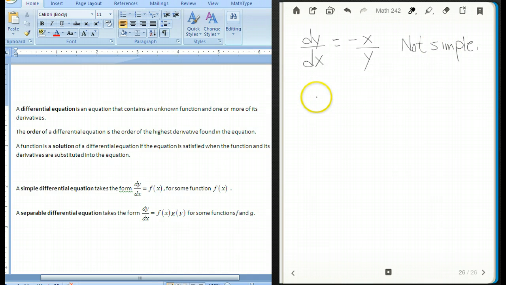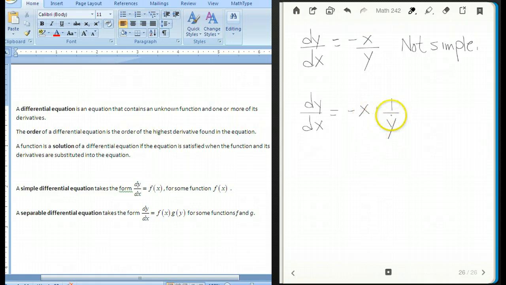Okay. All right, well, let's consider if it's separable. A separable one says dy/dx on the left equals expression of x times expression of y. Well, does the right-hand side look like expression of x times expression of y? Maybe. If you rewrote it, you don't have to rewrite it like this, but you can see it like this. There's an expression of x times an expression of y, right?